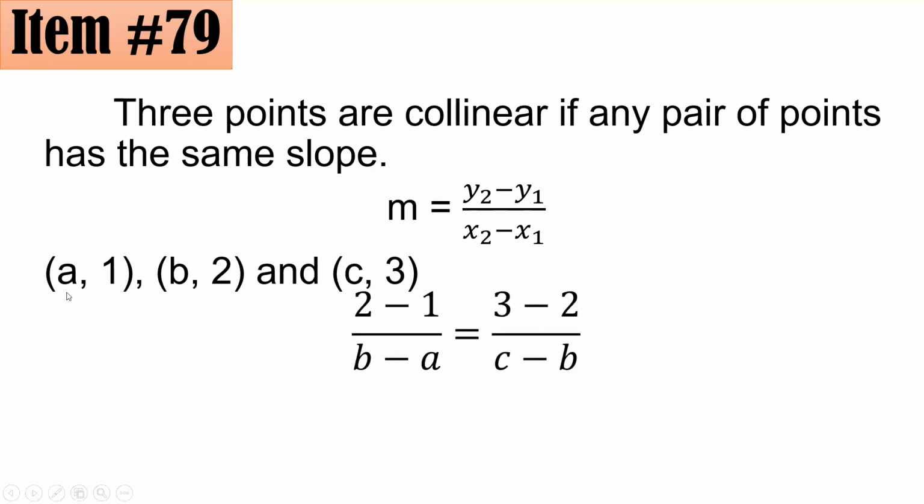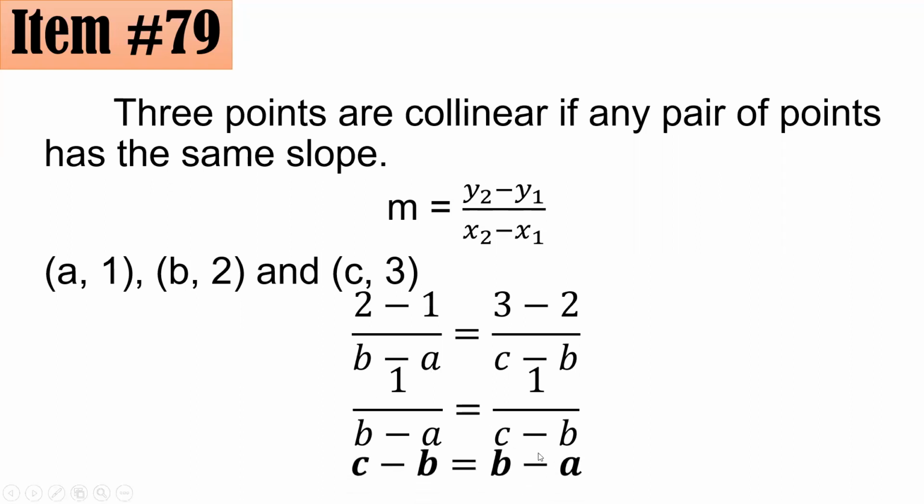If we take the first 2 points, A1 and B2, the slope is 2 minus 1 all over B minus A. If we take the second and the third point, computing the slope of the last 2 points, that's 3 minus 2 all over C minus B. The numerator 2 minus 1 simplifies to 1. The 3 minus 2 also simplifies to 1. That's why you have 1 all over B minus A equals 1 over C minus B. This time, we will employ the multiplication property of equality, what others call cross multiplication. 1 times C minus B is C minus B. B minus A times 1 is B minus A.